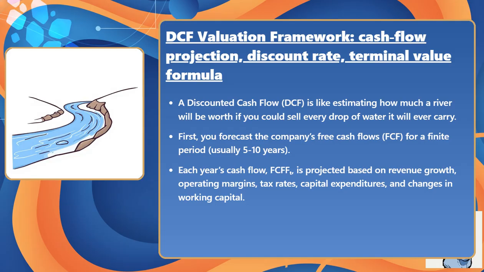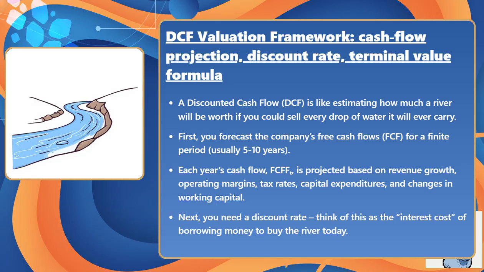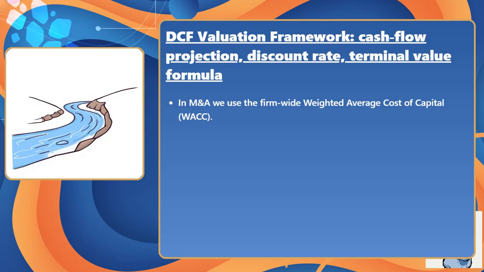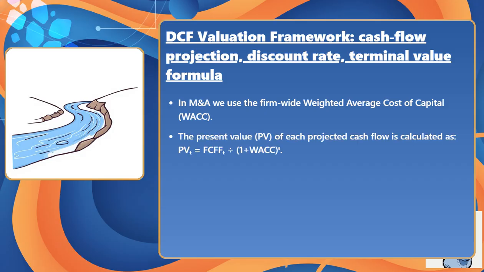changes in working capital. Next, you need a discount rate. Think of this as the interest cost of borrowing money to buy the river today. In M&A, we use the firm-wide weighted average cost of capital, WACC. The present value, PV, of each projected cash flow is calculated as PV sub T equals FCFF sub T divided by 1 plus WACC to the T.